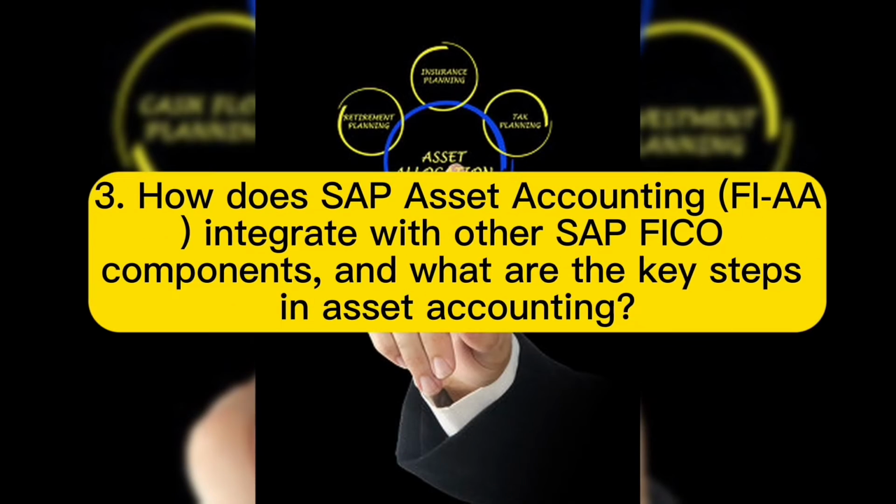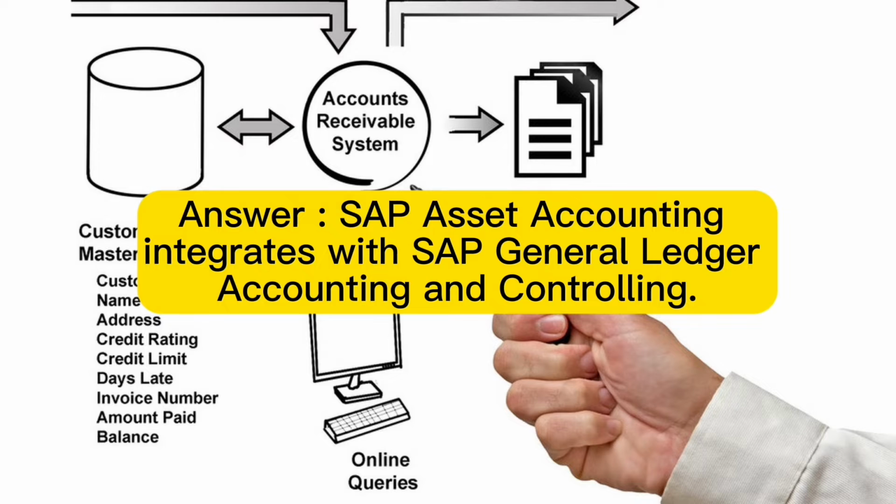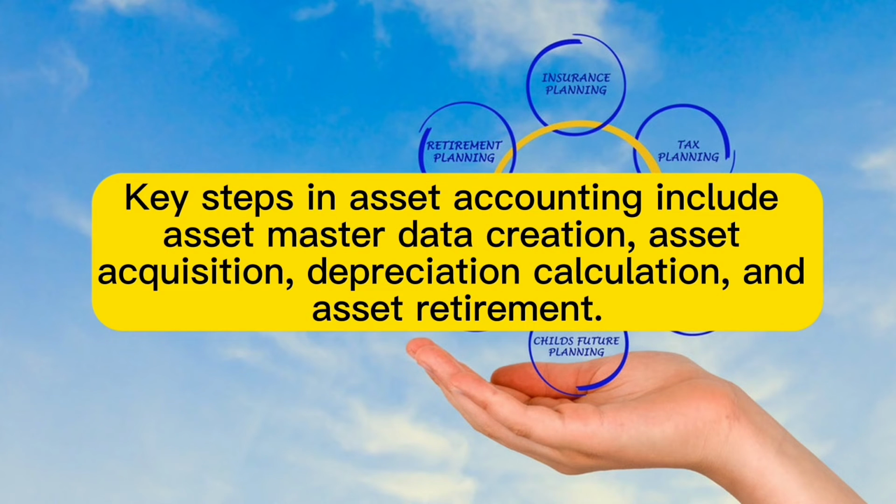3. How does SAP Asset Accounting (FI-AA) integrate with other SAP FICO components, and what are the key steps in asset accounting? Answer: SAP Asset Accounting integrates with SAP General Ledger Accounting and Controlling. Key steps in asset accounting include asset master data creation, asset acquisition, depreciation calculation, and asset retirement.